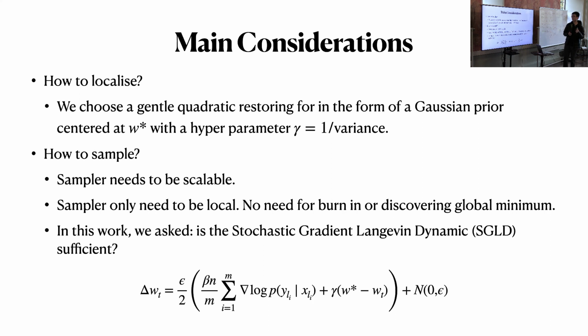Okay, so that's a weird sentence, sorry. In this work, we ask the question: is the most naive scalable sampler, the very popular stochastic gradient Langevin dynamics, the SGLD, sufficient? What that is, is that you do SGD, except every step you add in Gaussian noise, right? So the SGD is gradient descending on the loss as well as that restoring force.